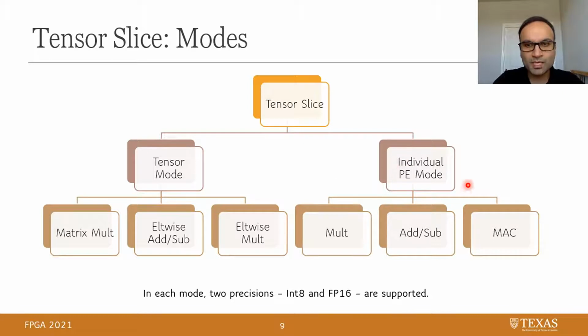The individual PE mode is where the tensor slice operates on scalar operands. There are three submodes here: multiplication, addition, subtraction, and MAC. In each of these modes, there are two precisions that are supported, int8 and FP16, which is IEEE half precision. And these modes are selectable dynamically.